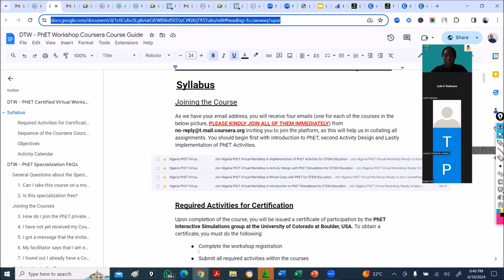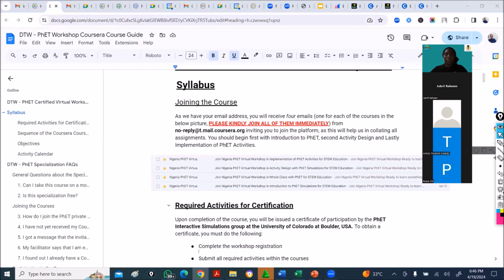Let me see, I see some questions in the chat box. Can I get a certificate for more than one subject? No, it's one subject. It's one certificate for any one you do. Is there any PhET sim on chemistry topics? You have to search the PhET website, where I went to: phet.colorado.edu. I'll drop the link and you search for the simulation. If you don't find it, let me know on the group. I will link you to other websites that will help you.